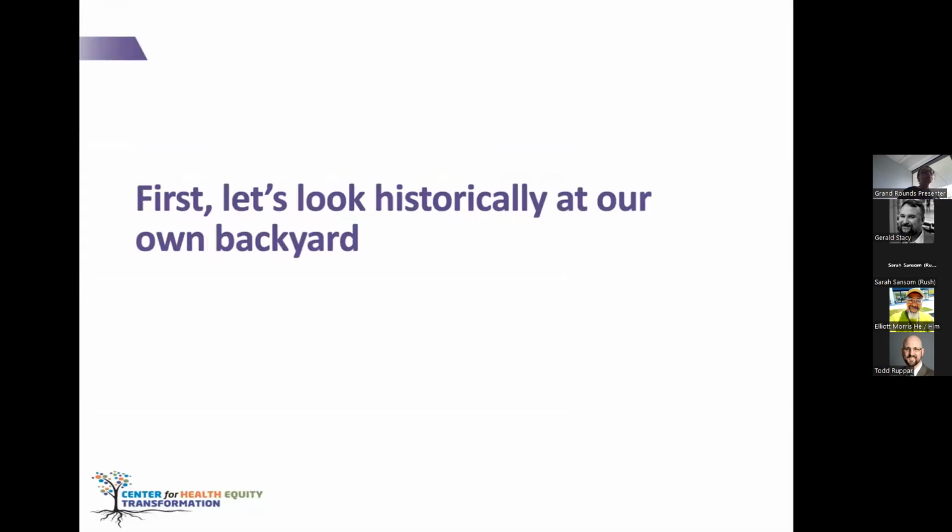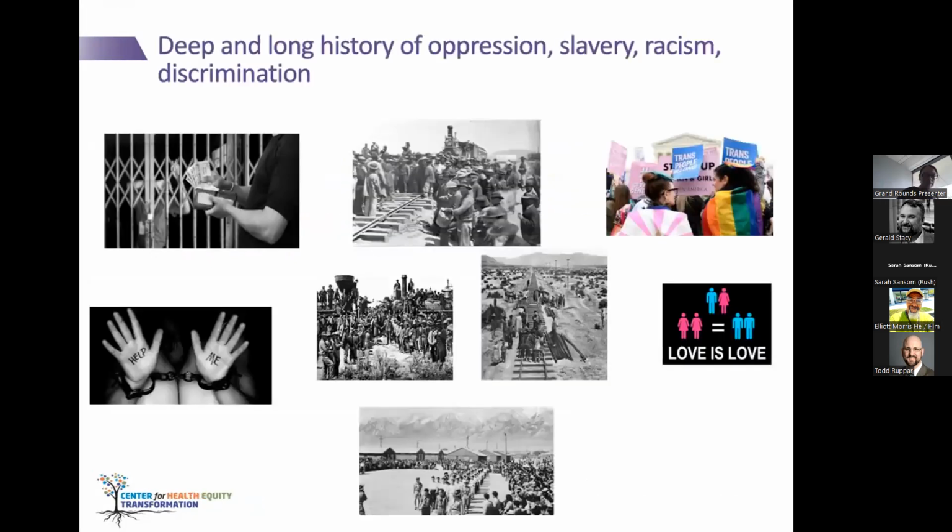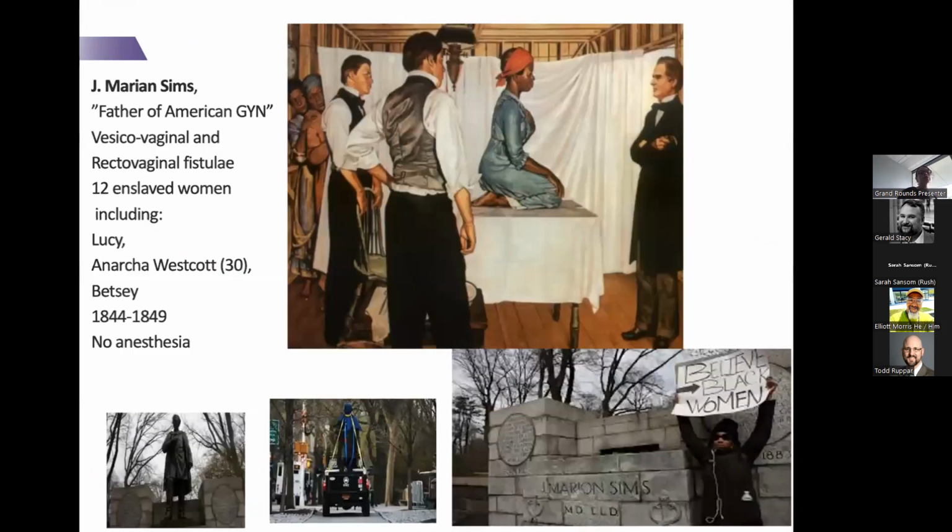All right. We always have to look historically in order to move forward. We have to understand what's been going on and then move forward. We know that we have a long, deep history of oppression, slavery, racism, and discrimination. In my own field, J. Marion Sims, the father of American GYN, so-called, did vesicovaginal and rectovaginal fistula repairs on unanesthetized women, completely egregious, right?